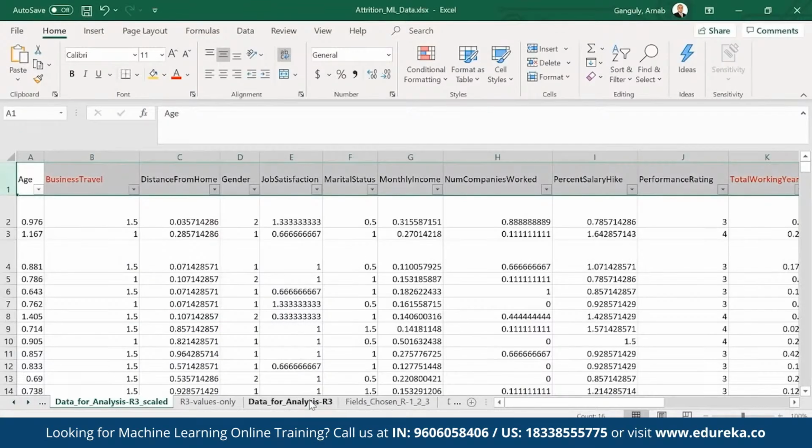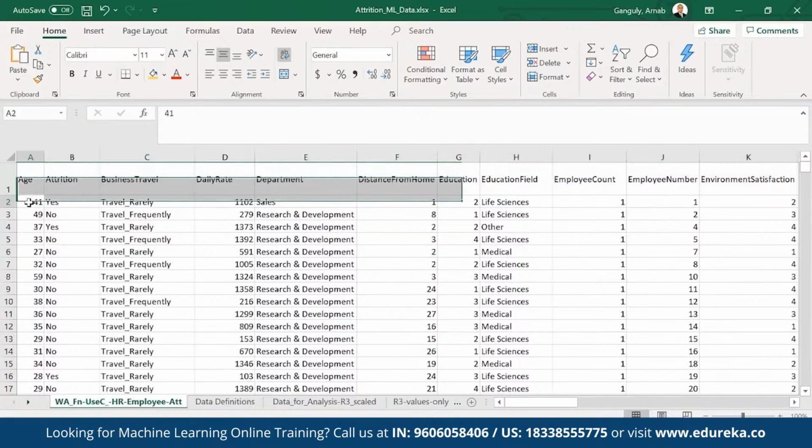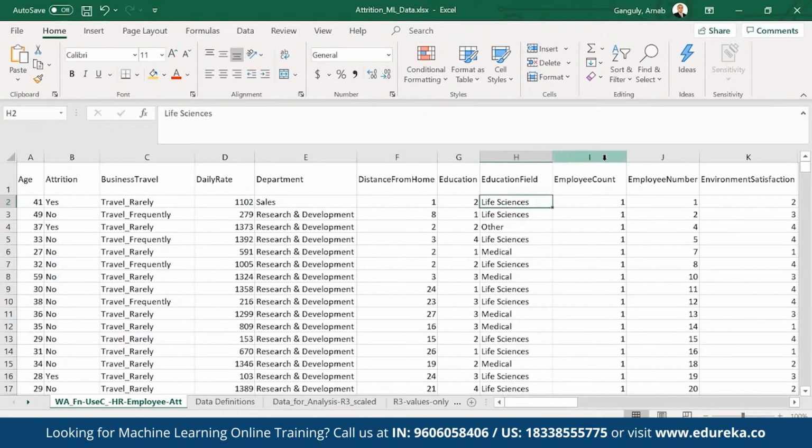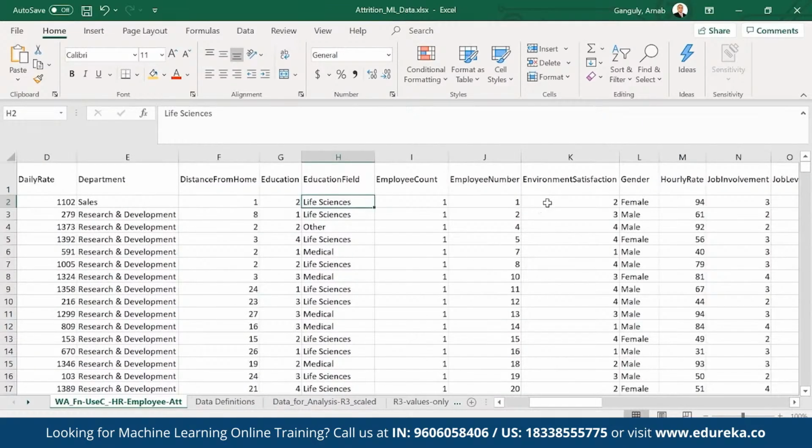The original data set, so there's the age of the employee, whether he or she has attrited or not, does he or she travel for business, what is the daily rate for that person, which department does he or she work, what is the distance of office from home, what is the level of education or years of education, what is the education field. And this employee count doesn't matter because this is one for every row. Employee number, environment satisfaction. So your first job is to look at this data set and understand which are the useful parts.